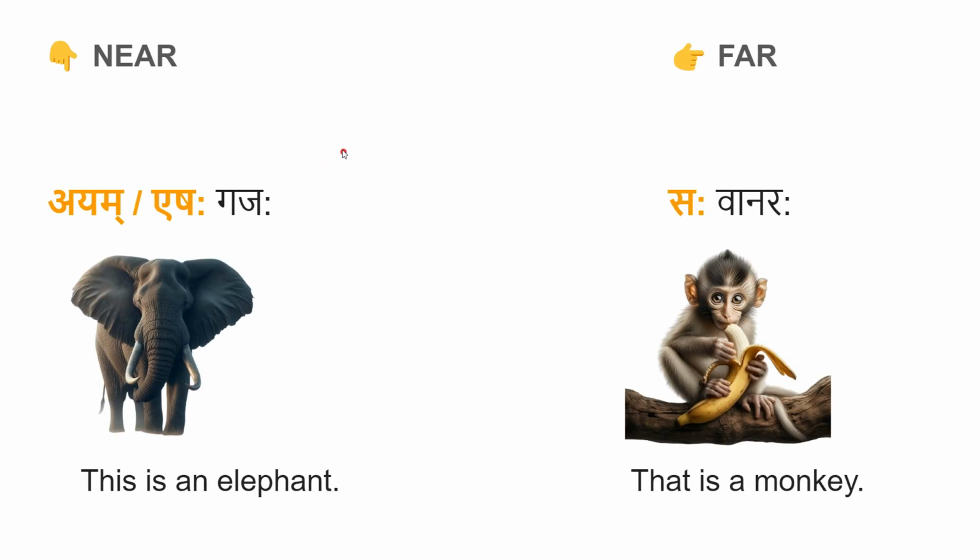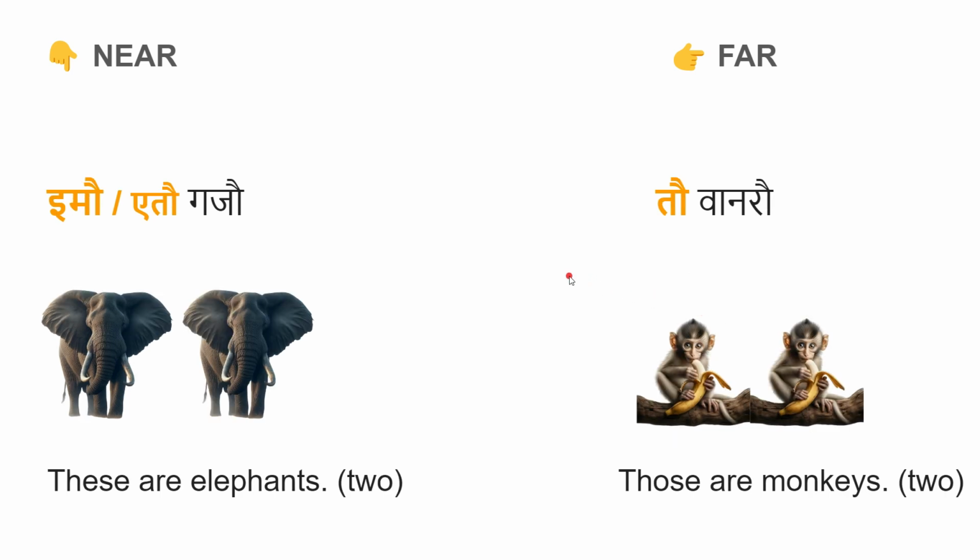Look at this. There's an elephant here, closer by. So I can say eshaha gajaha. This is an elephant. A little bit away from me, I see a monkey. So I can say saha vanaraha. This is a masculine elephant and a masculine monkey. We have feminine forms as well that we will look at in another lesson.